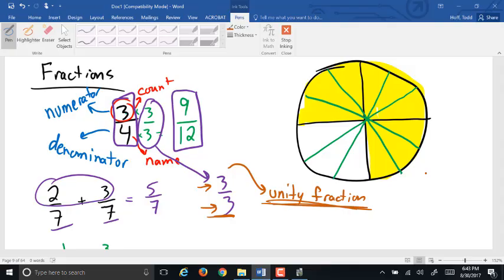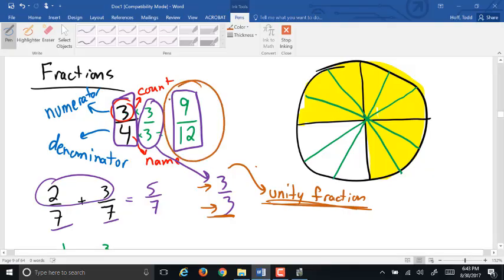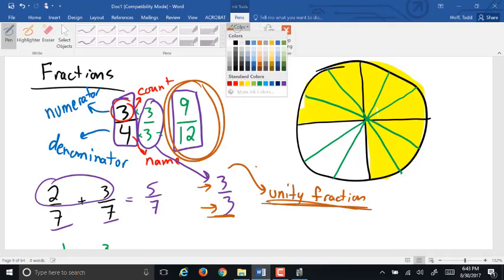Because when you multiply a number by 1, what does it do to the value of that number? Nothing. It stays the same. So a unity fraction can be used to multiply a number without changing its value. But it can change the appearance. It can change its name.